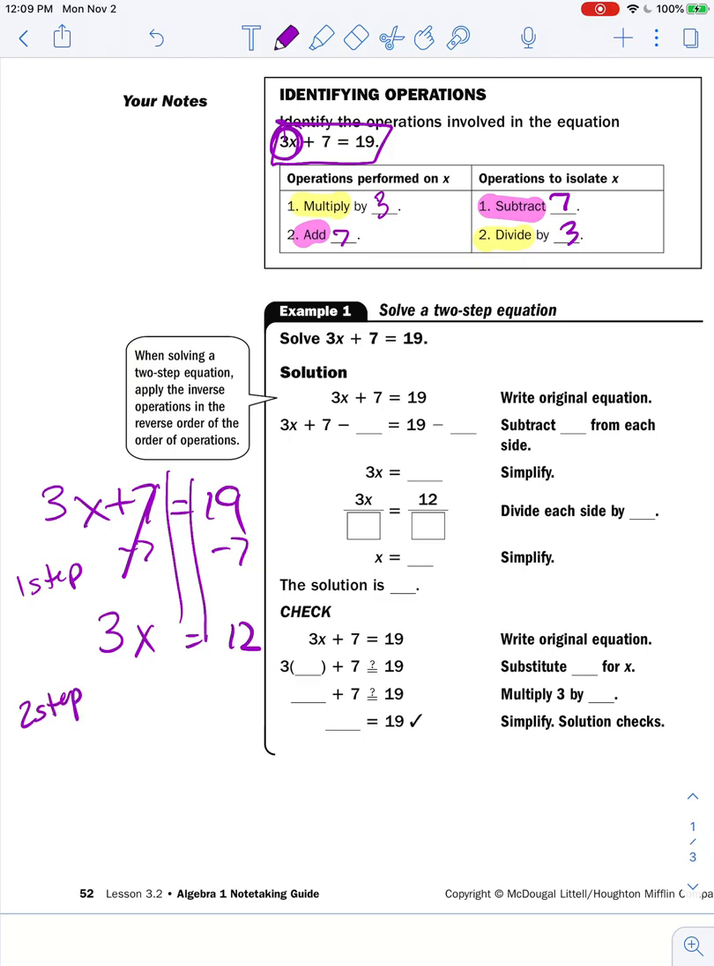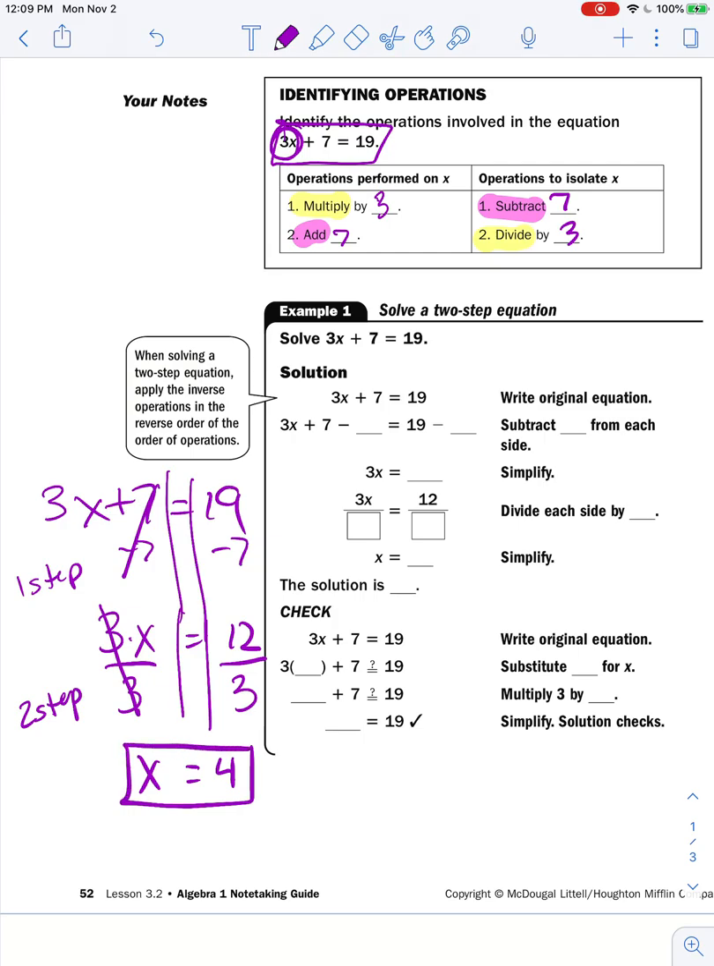Now my second step is going to be separating these two. Since they are attached by multiplication, I just go ahead and separate them through division. I think I said addition, multiplication. So anyway, x equals 4.